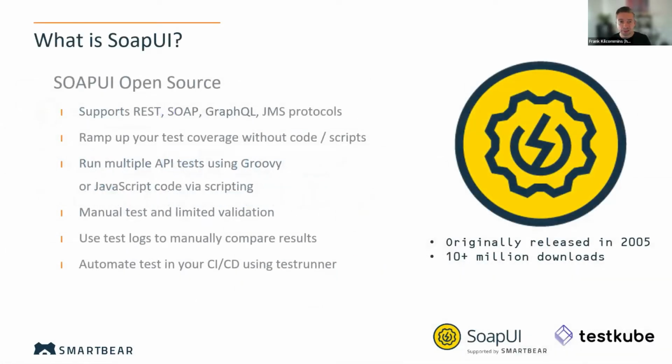So SoapUI is an open source automation testing tool, originally built back in 2005, focused around SOAP services. Then it started to broaden its scope to support REST. And then, of course, it's moved on to other JMS type protocols, queuing protocols, and GraphQL as well. We have currently more than 10 million downloads for SoapUI, and it is still one of the best known tools out there for REST and SOAP-based functional, security and performance testing.